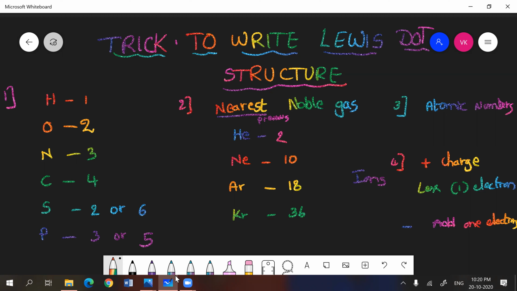These are the bonds of most of the elements that they will ask you in the exam. And you have to know the previous noble gas, inert gas element atomic number, as well as the atomic number of all the elements. And if there is a charged ion, if it is plus, you have to remove one electron. If it is minus, you have to add one electron additionally. Now let us apply this trick.